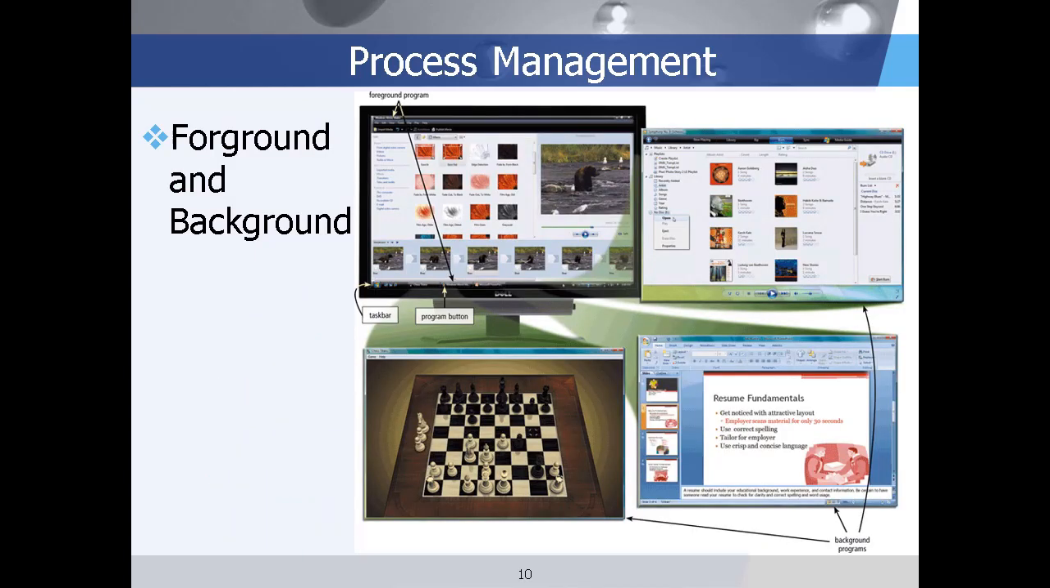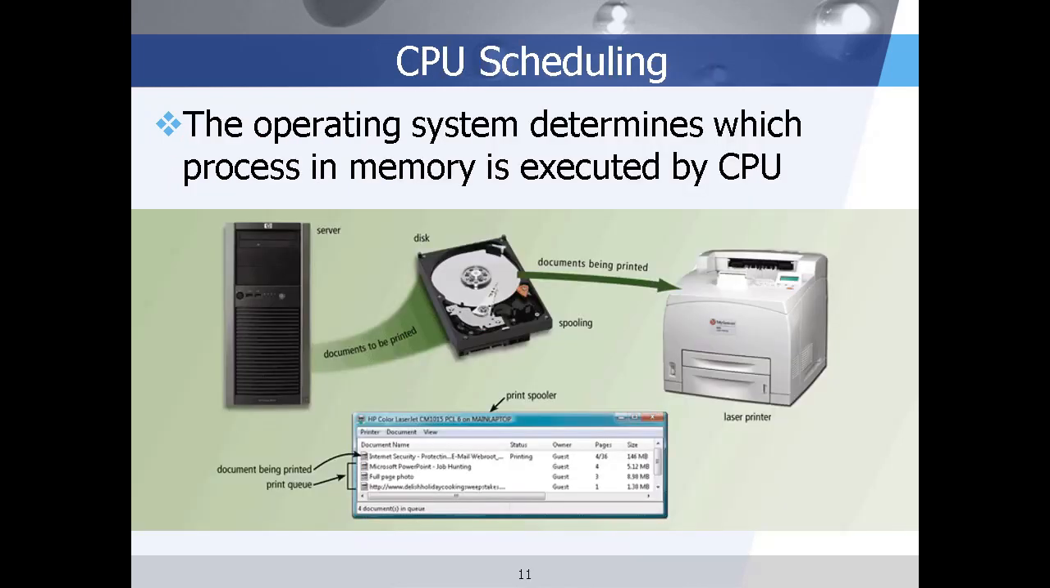If a user is running multiple programs, the one that the user is using currently is called the foreground program, and the others are called background processes or background programs. Of course, the foreground program will be more important than the background programs, so the foreground processes will be allocated longer running time. The CPU scheduling concept we explained in the previous slides is an operation that decides which process in memory to be executed next.